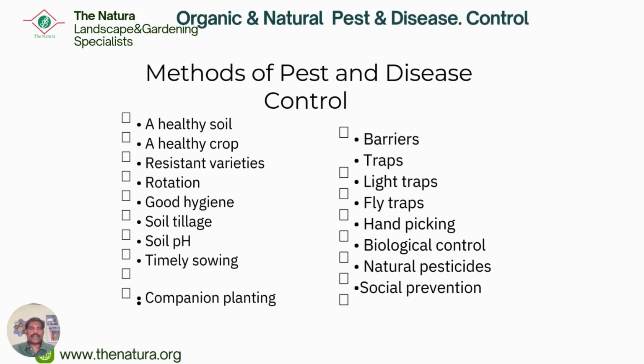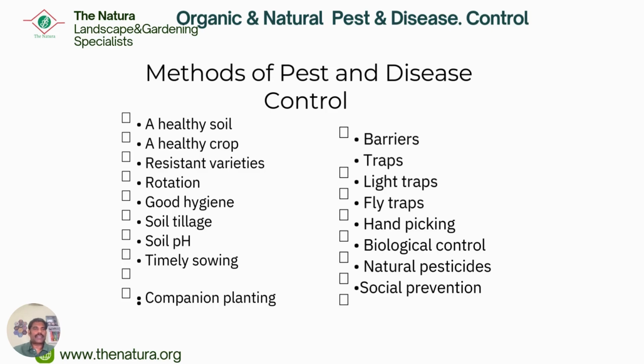Here we have very broadly mentioned all the methods for pest and disease control. We have already discussed healthy soil, healthy crop. If you are maintaining proper nutrient management, proper pest management, and healthy soil, the crop would come healthy. You should also use resistant varieties, crop rotation, grow bags or planter rotation, good hygiene, and cleanliness.